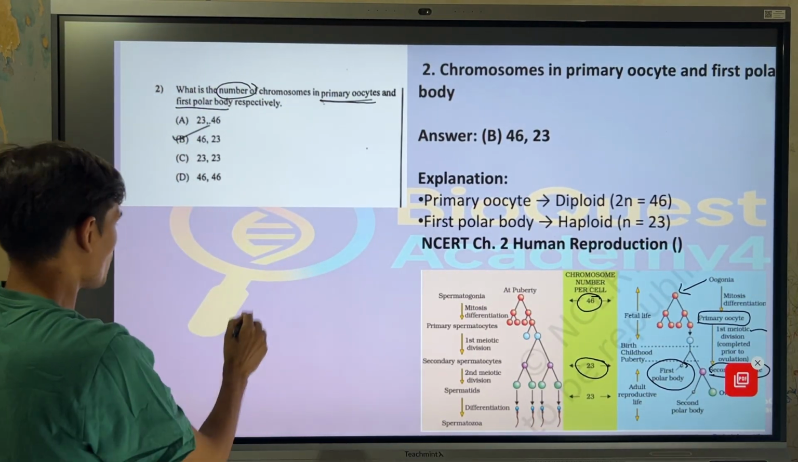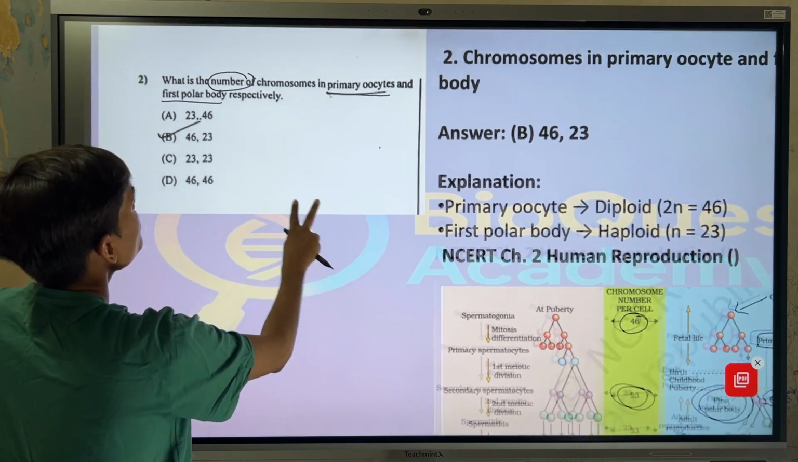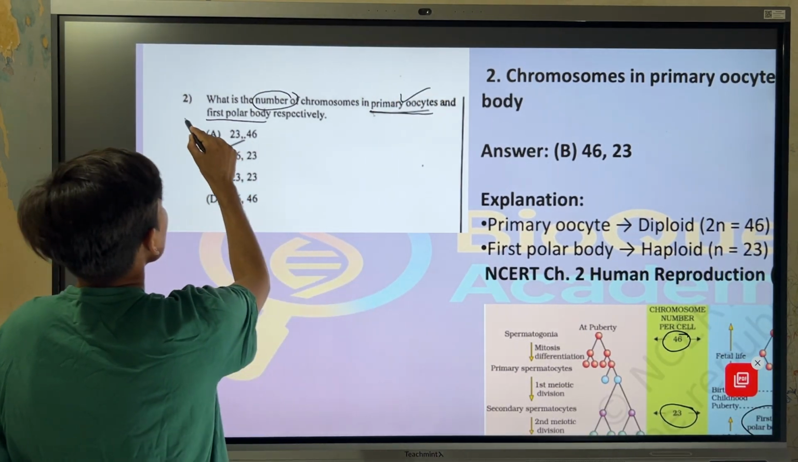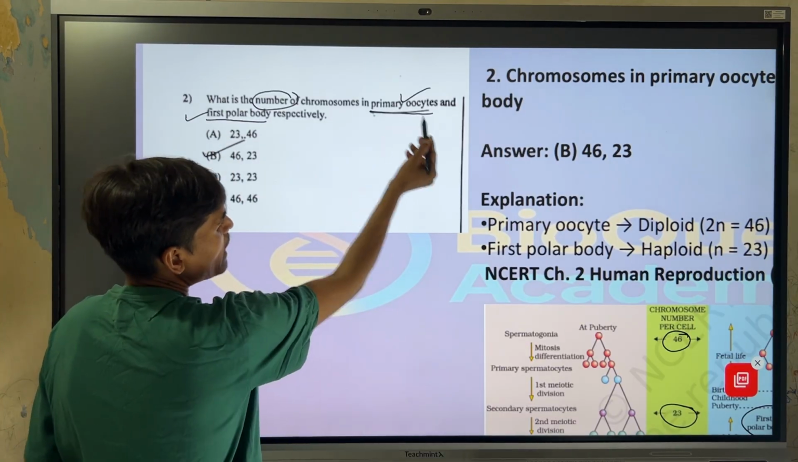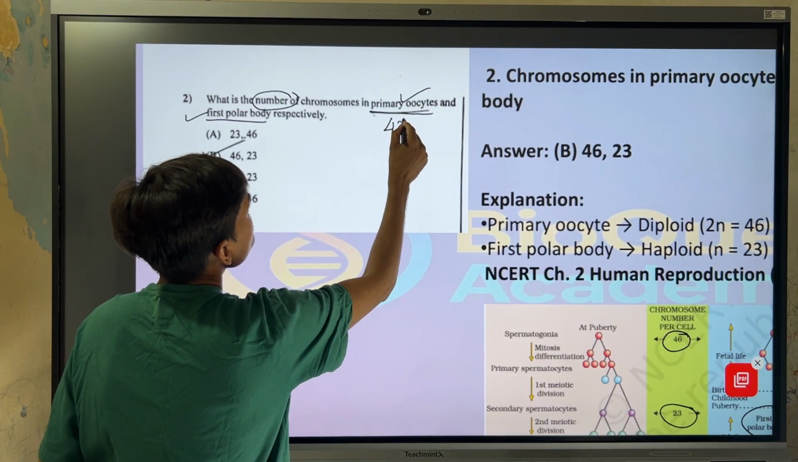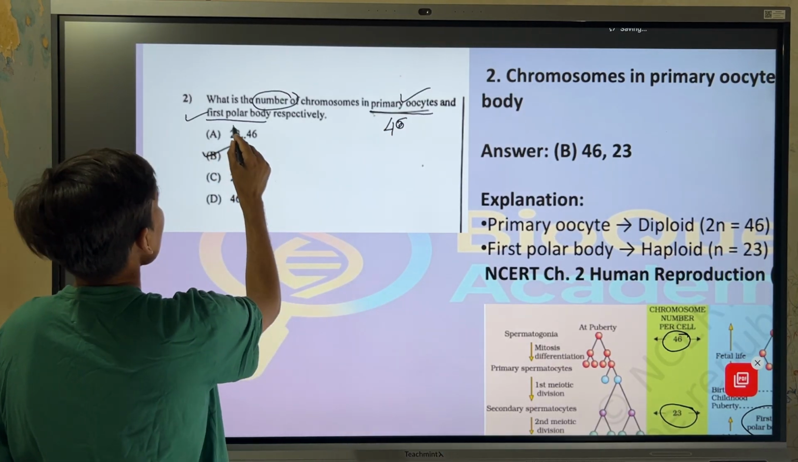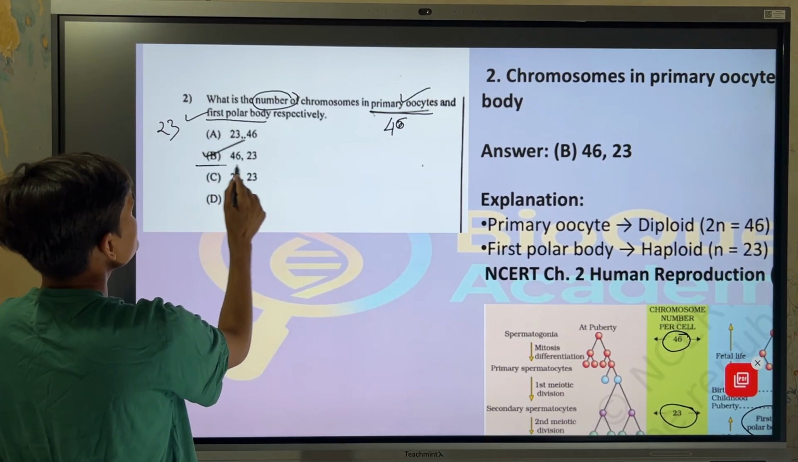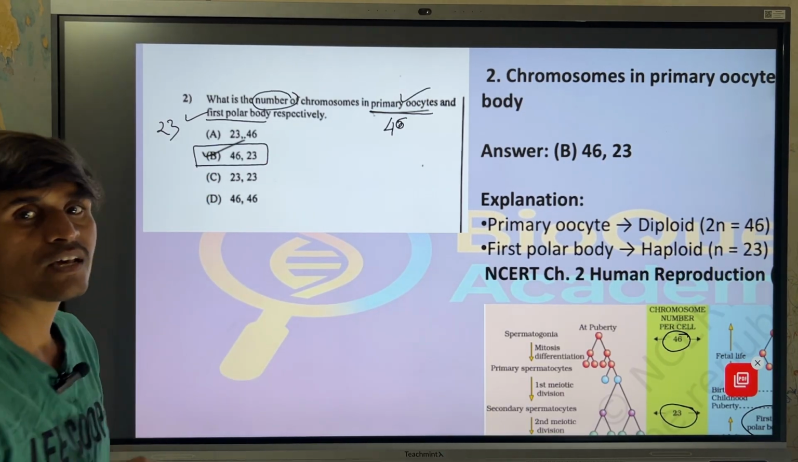So from the diagram we can answer it here. Again, what do we require? Number of chromosomes in primary oocyte and first polar body. So primary oocyte has 46 chromosomes and the first polar body has 23. So 46 and 23. Answer is B.